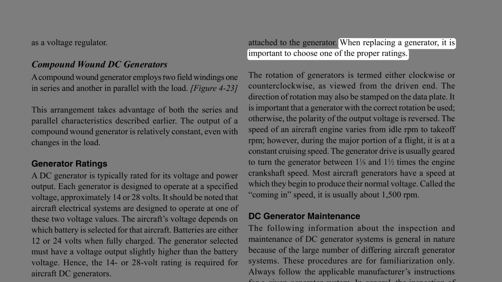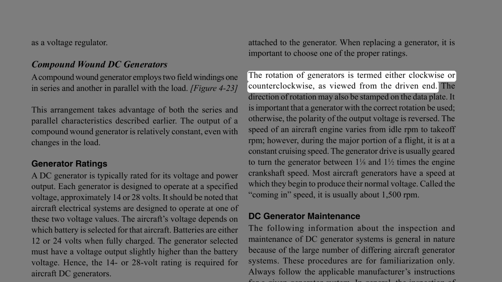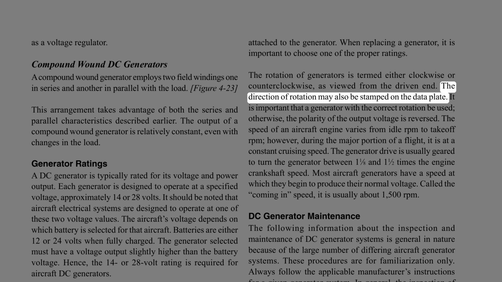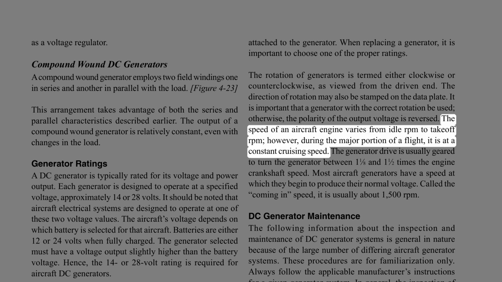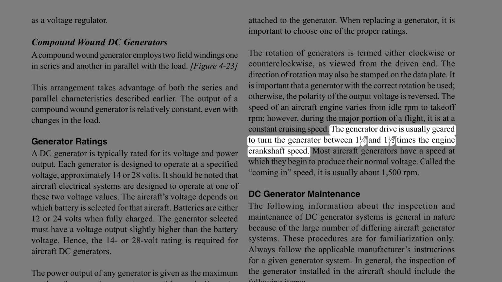When replacing a generator, it is important to choose one of the proper ratings. The rotation of generators is termed either clockwise or counterclockwise, as viewed from the driven end. The direction of rotation may also be stamped on the data plate. It is important that a generator with the correct rotation be used, otherwise, the polarity of the output voltage is reversed. The speed of an aircraft engine varies from idle RPM to takeoff RPM. However, during the major portion of a flight, it is at a constant cruising speed. The generator drive is usually geared to turn the generator between 1 1/8 and 1 1/2 times the engine crankshaft speed.